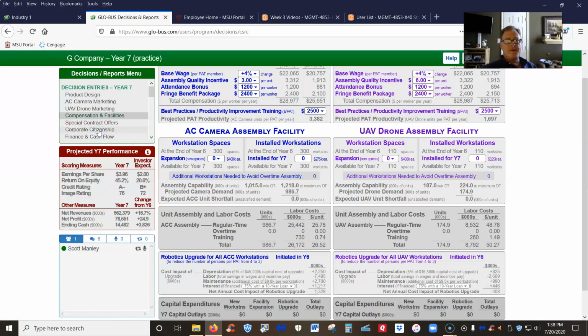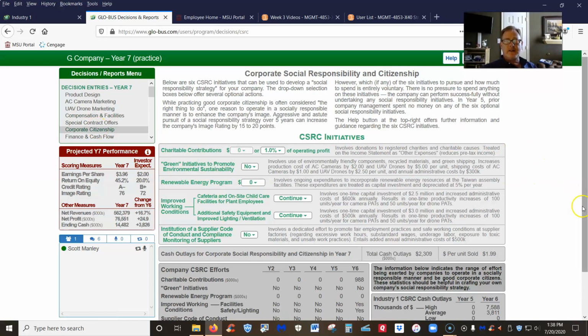For corporate citizenship, I know that, all other things being equal, a differentiation strategy will have a lower image rating. So I'm putting a fairly good amount of money into my corporate social responsibility initiatives. I might want to look at this and see what happens to my profitability if I do any of these expenditures. If my profitability goes down, maybe not do it. Although the metric you really should be looking for here is what is your image rating? Since my image rating is very, very high relative to the industry, I'm satisfied.